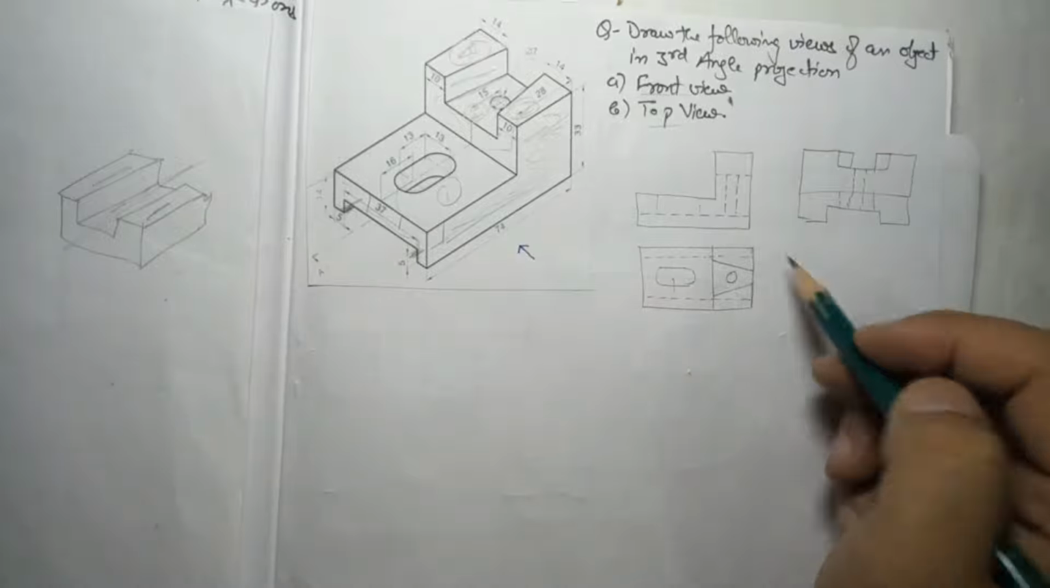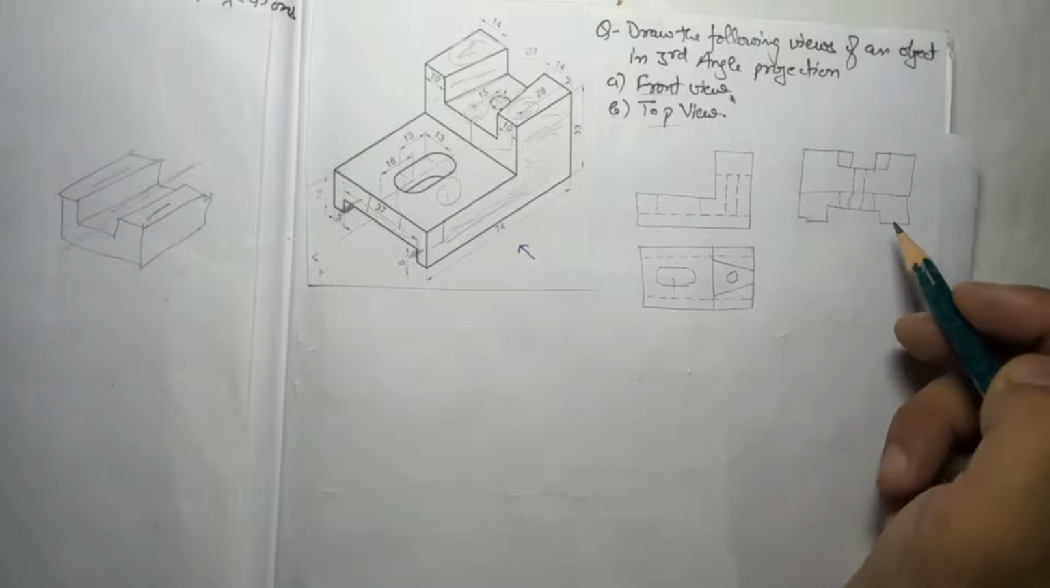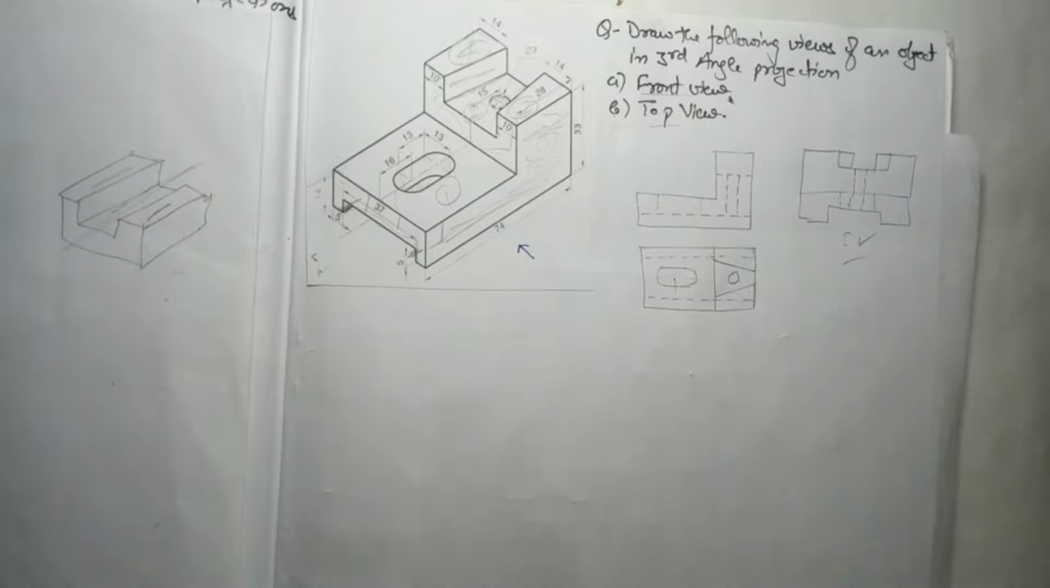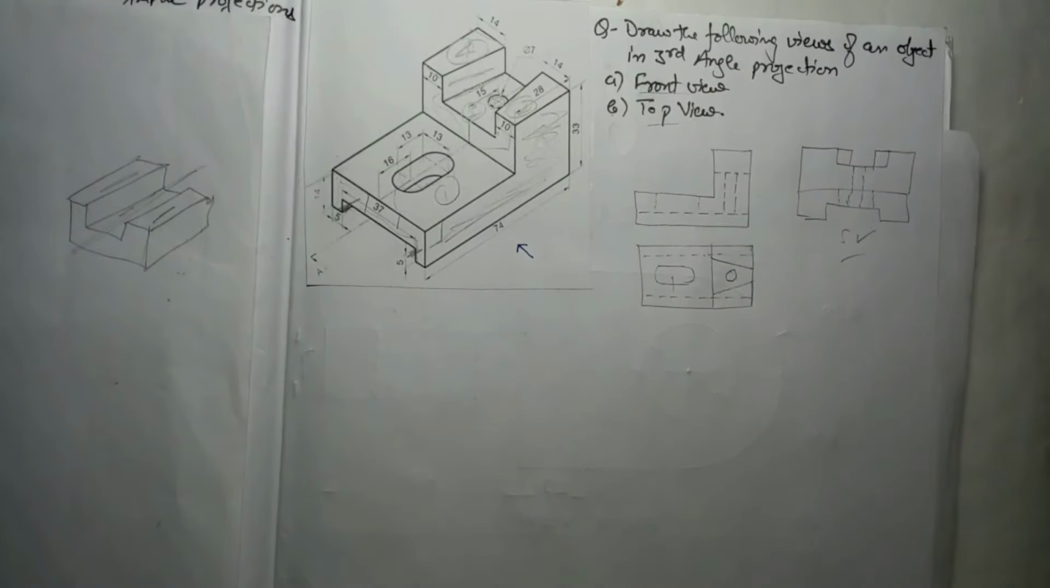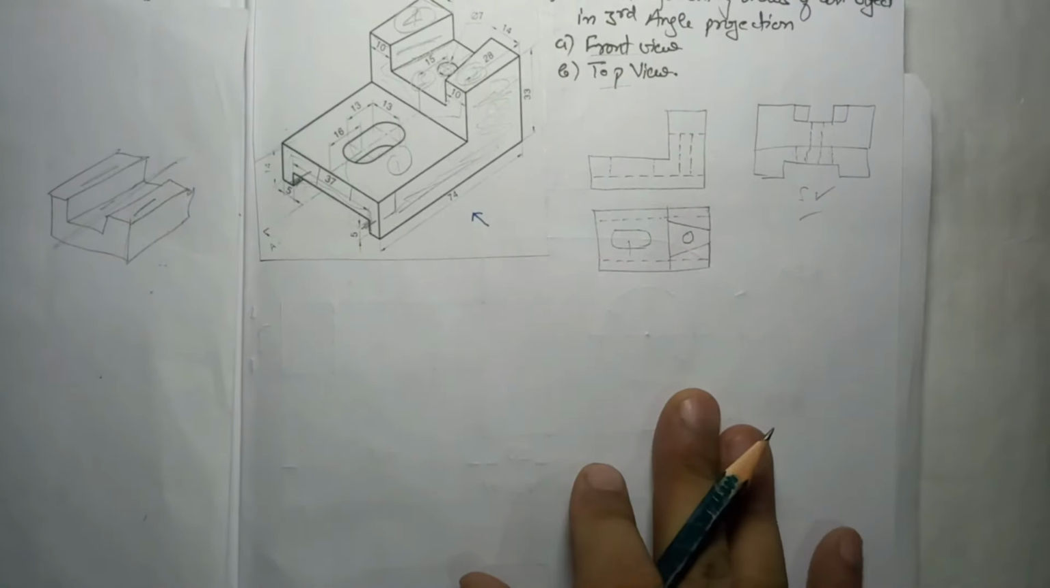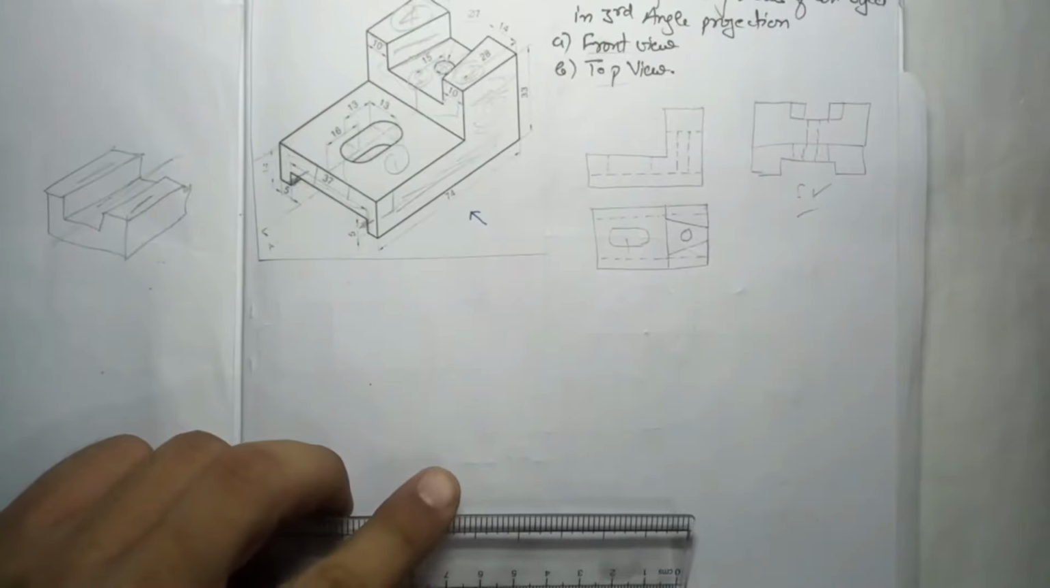No doubt we will draw only the two views, just for giving you more clarity about the views. I am making the side view also. Now we will draw this on sheet. Try to draw the complete diagram within 10 minutes. This is the third angle projection. So we draw top view above, front view below.